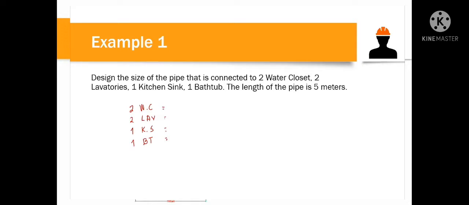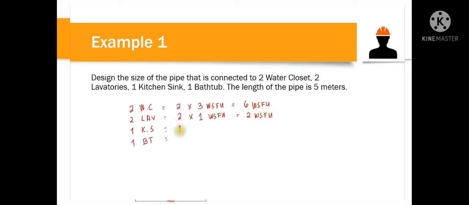So water closet, now we know from table 6-5, we have, for water closet, we have 3 water supply fixture unit. That is for private use. So in total, we have 6 water supply fixture unit. Lavatory, we have 1. So we have 2 lavatories times 1 WSFU. This gives us 2 water supply fixture unit.